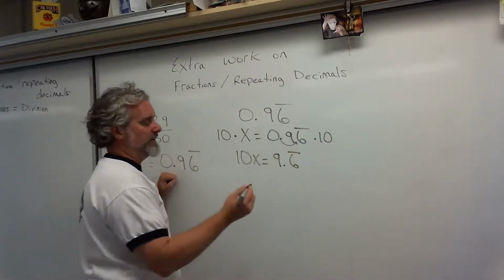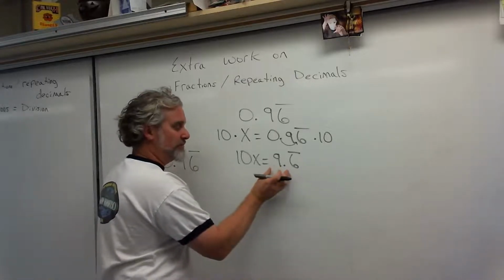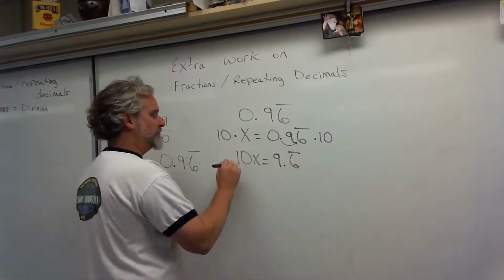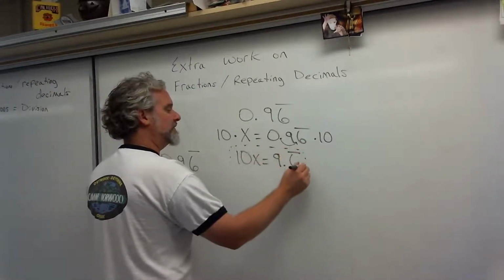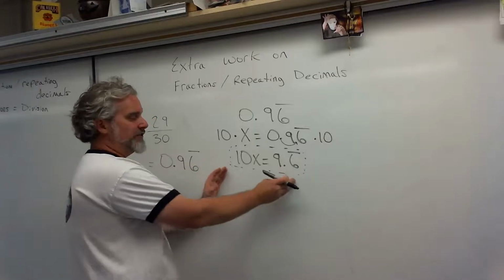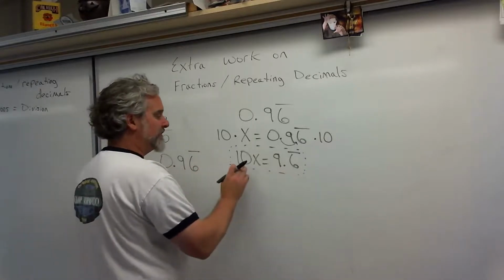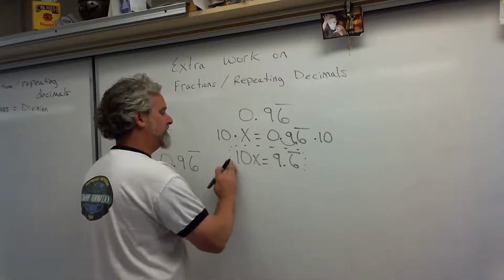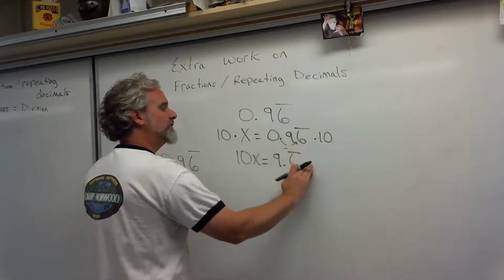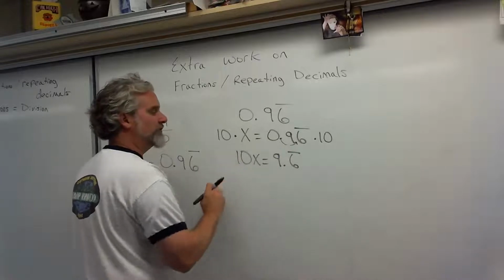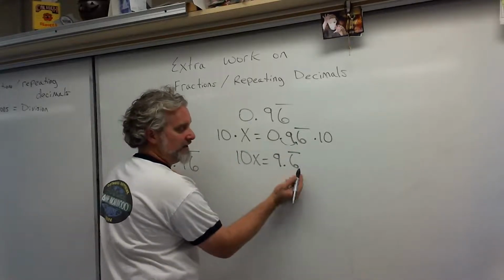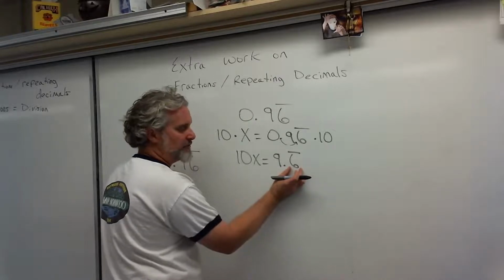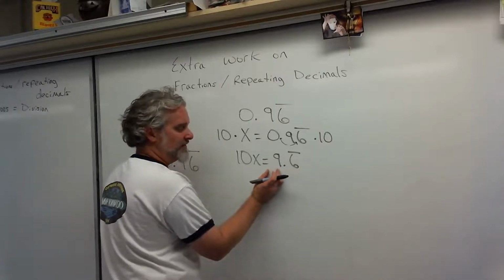Now, another way to do this is to multiply by 100 in one shot, but I need this portion right here. I need this for the subtraction part coming up. So now 10x equals 9.6 repeating. I'll erase this so it doesn't look like too much on your screen. So I need to move this decimal point one more spot. I want one set of this pattern to the left of that decimal point.